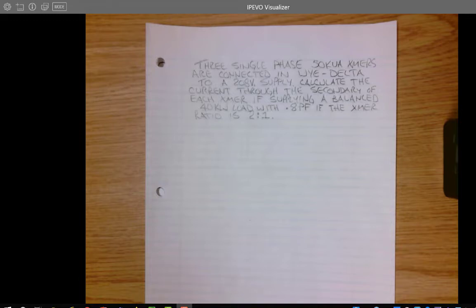So the first thing you would want to do is draw a little picture of what this connection looks like. So take a minute, stop the video here, and see if you can draw a simple diagram for this connection.